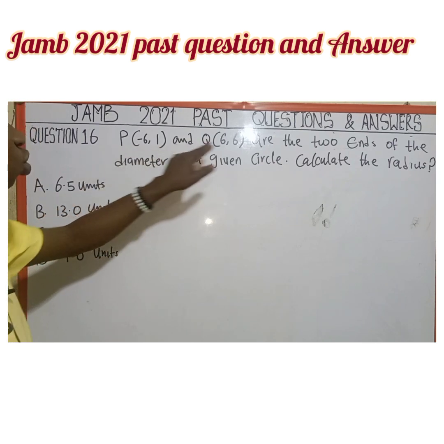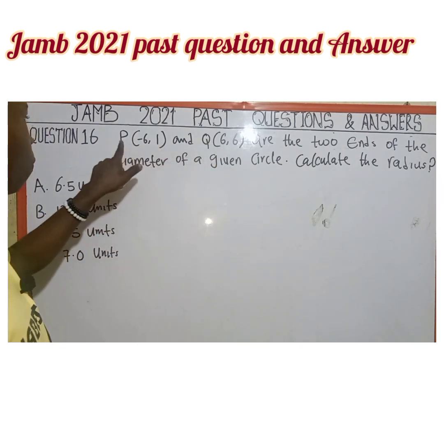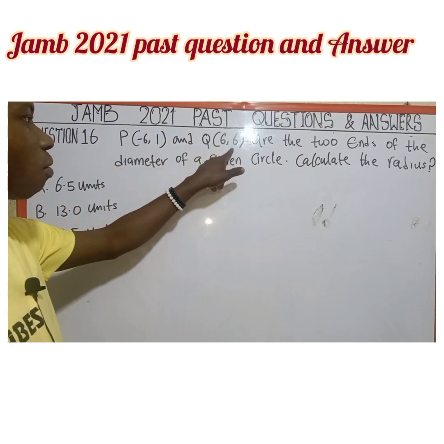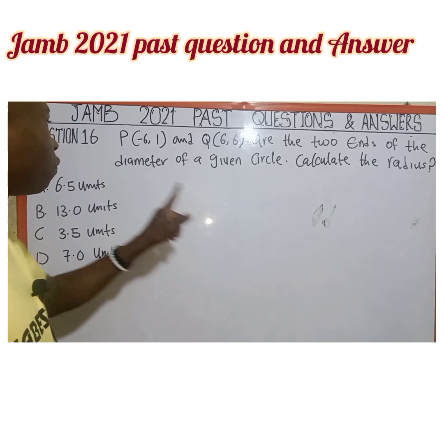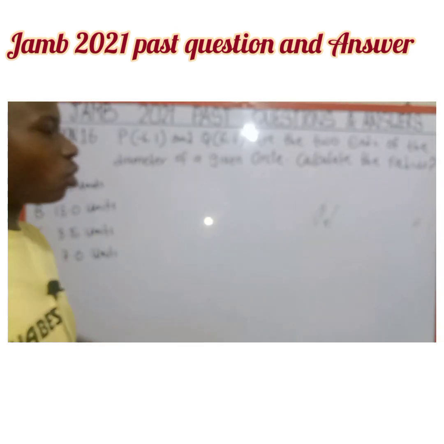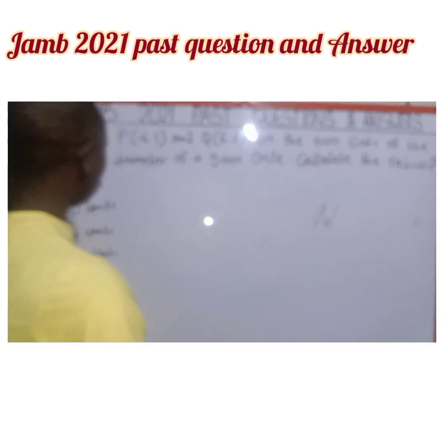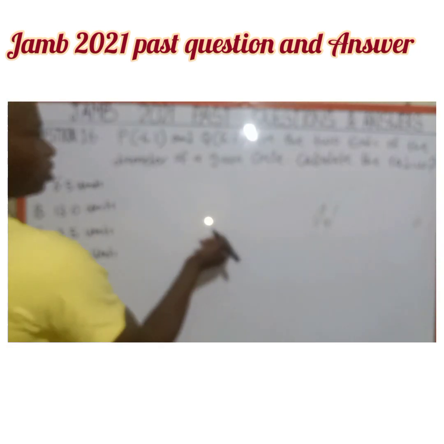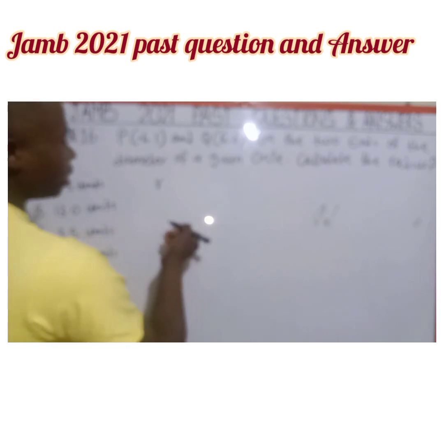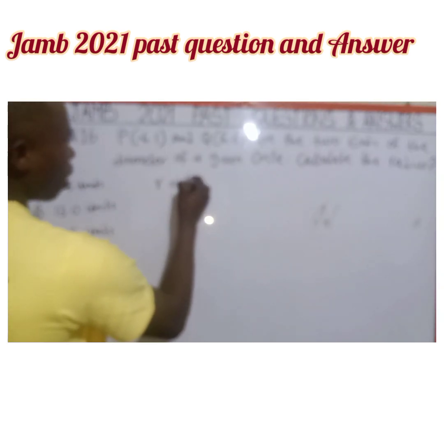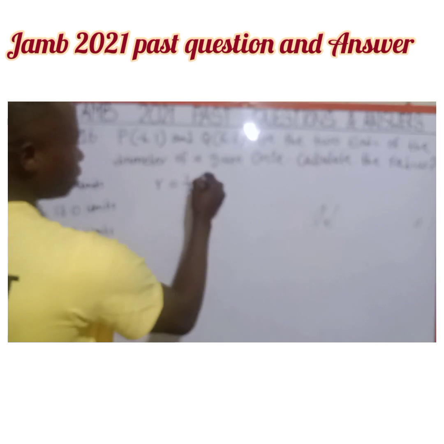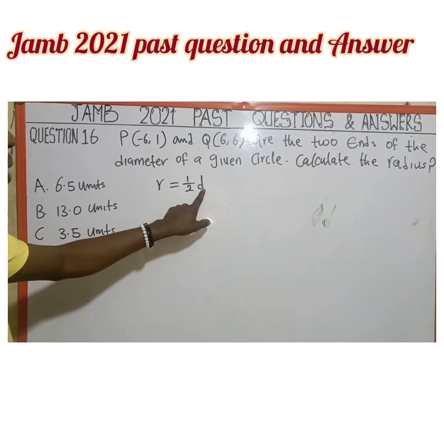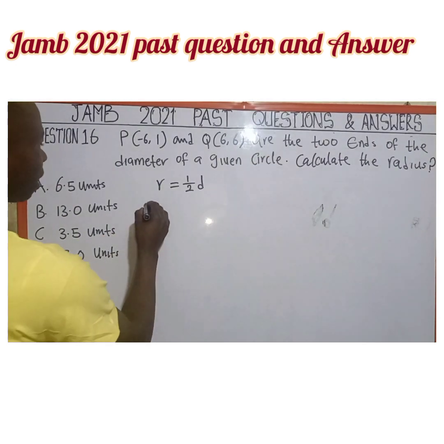We are given 2 points P and Q. So point P, we have -6, 1, then point Q is 6, 6. They are the two ends of the diameter of a given circle, and we're asked to calculate the radius. So these are the available options A to D. So to calculate the radius from a diameter, the formula is 1 over 2 diameter, which is half of a diameter.